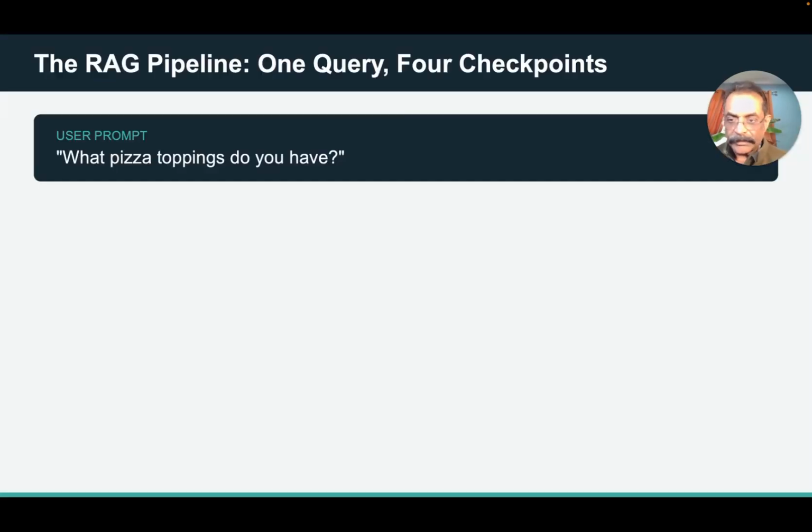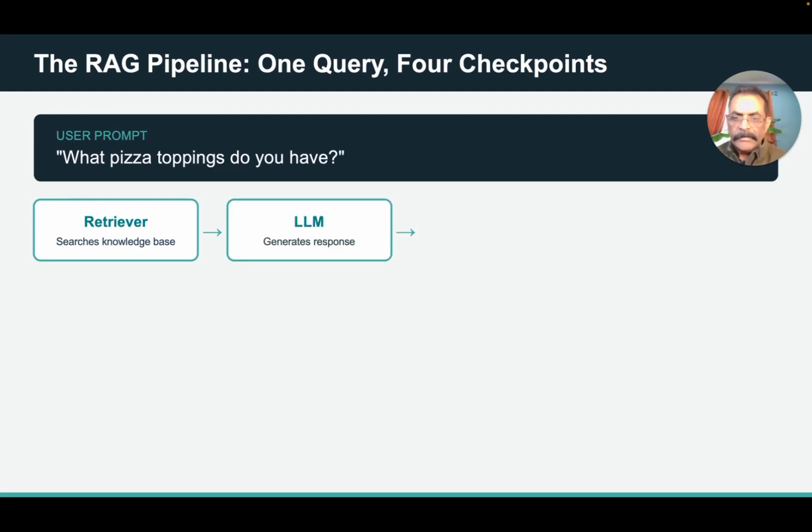Okay, let's walk through. What is the prompt we're going to use? We're going to use: what pizza toppings do you have? You might already have a RAG vector store where you store all the documentation for pizza toppings and all that stuff. Generally, here is how the application works. We have a retriever that searches the knowledge base. Then you send the documents from your knowledge base along with your prompt. Basically, you send the prompt, query, and context. Then the LLM generates the response, and you can print the final answer to the user.